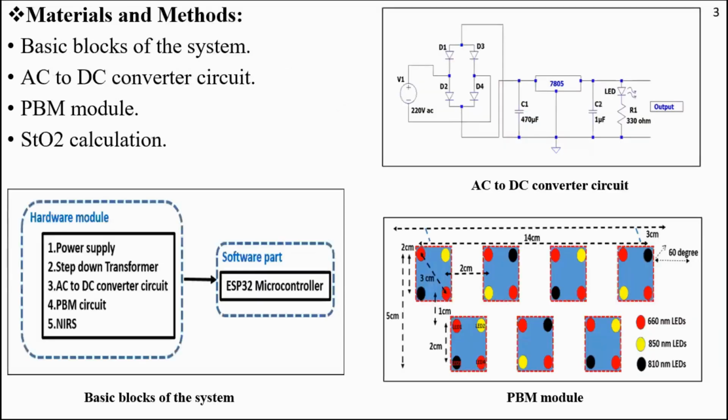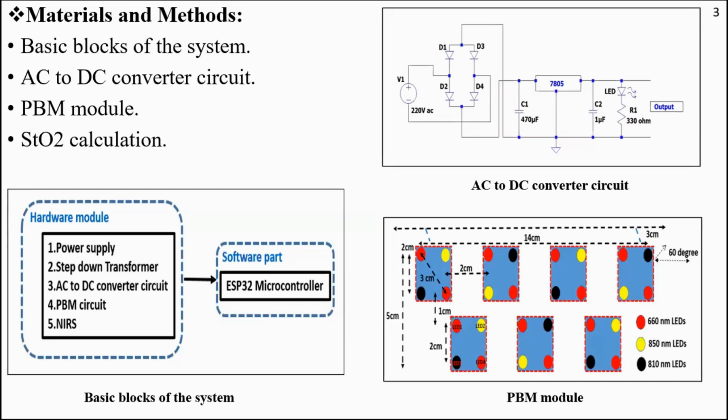For materials and methods, my circuit has two parts, a hardware part and a software part. In the hardware part I use a power supply and a step-down transformer, then an AC to DC converter circuit, then my PBM circuit, and NIRS, or you can say fNIRS, meaning functional near infrared spectroscopy. Here you can see the PBM module. This is the architecture of my main module.